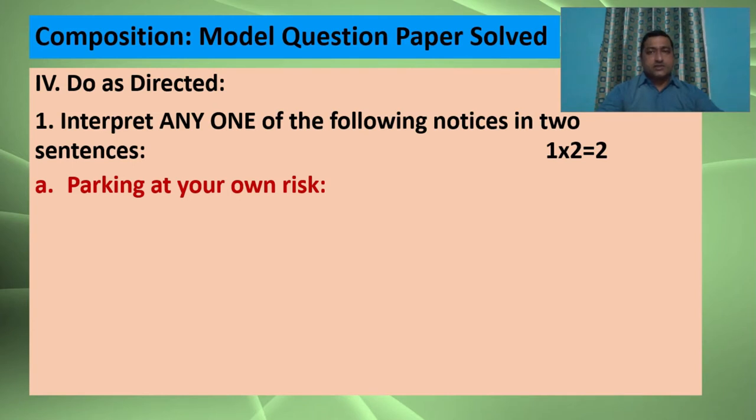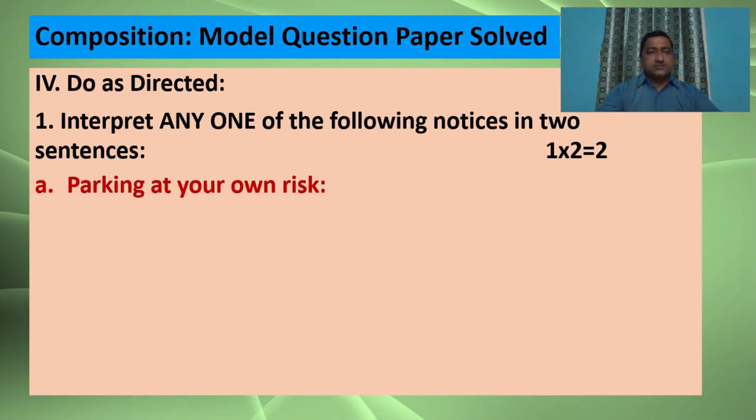In the next part we again have a comprehension passage for 10 marks. Let's go to the first part of section B, that contains interpretation of notice, bibliography writing, and advertisement making. The first question in the do as directed section is: interpret any one of the following notices in 2 sentences. You will have 3 options here. Among the 3, you have to answer any one.